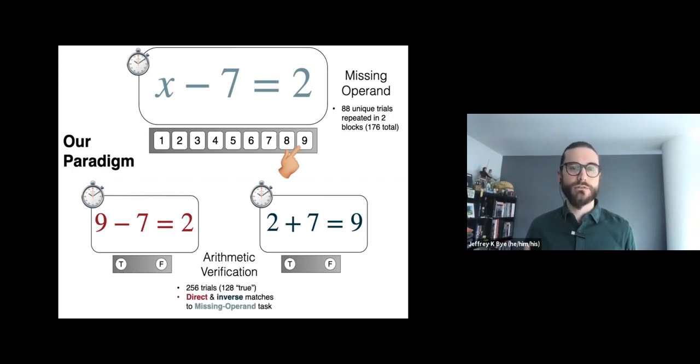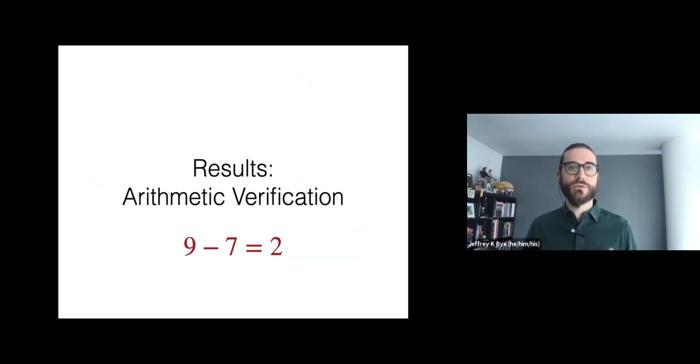So that's a total of 128 matching true trials, as well as false. And we tested 59 undergraduate participants in a lab to see if we could learn about their reaction times. I'm going to break down the results into a few different pieces. First, I'm going to talk about the arithmetic verification trials.